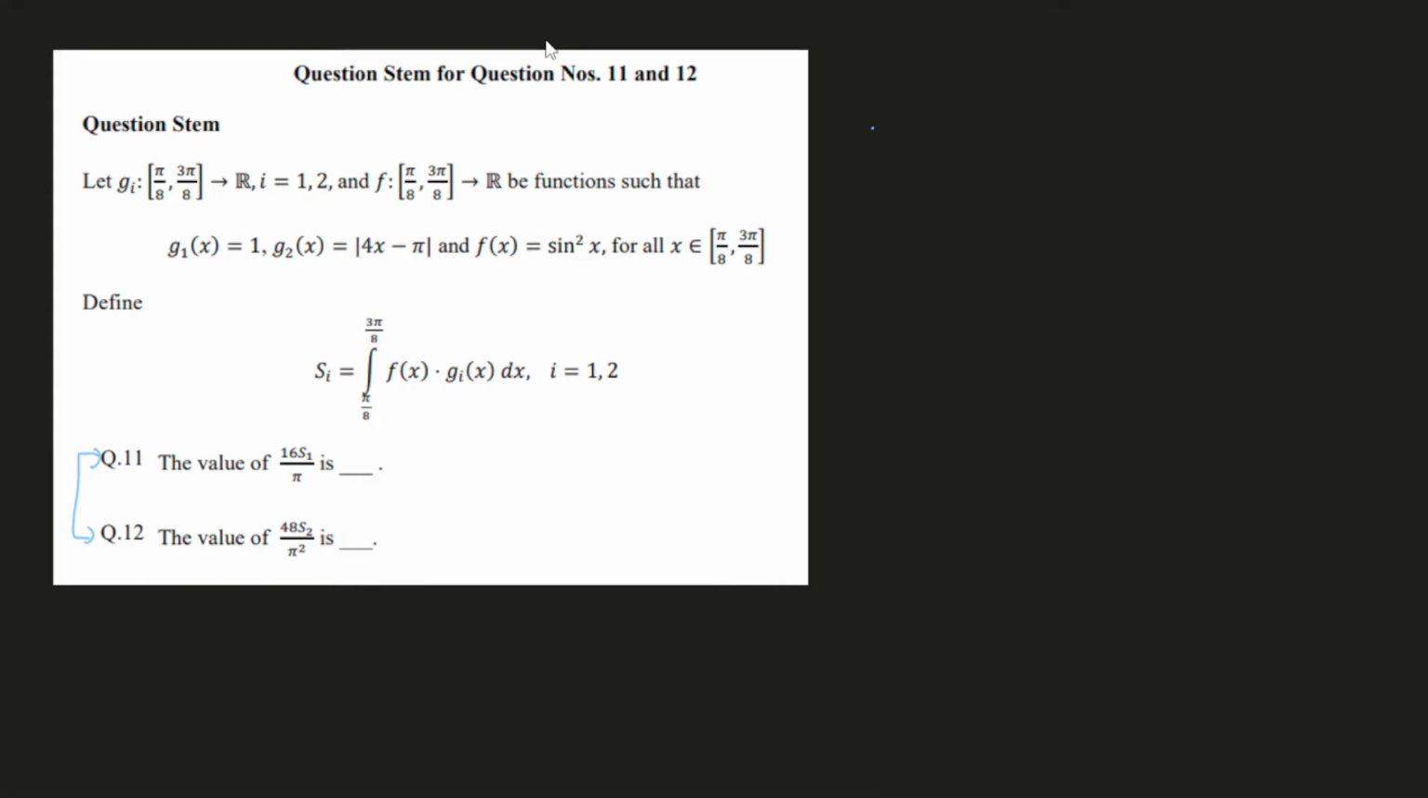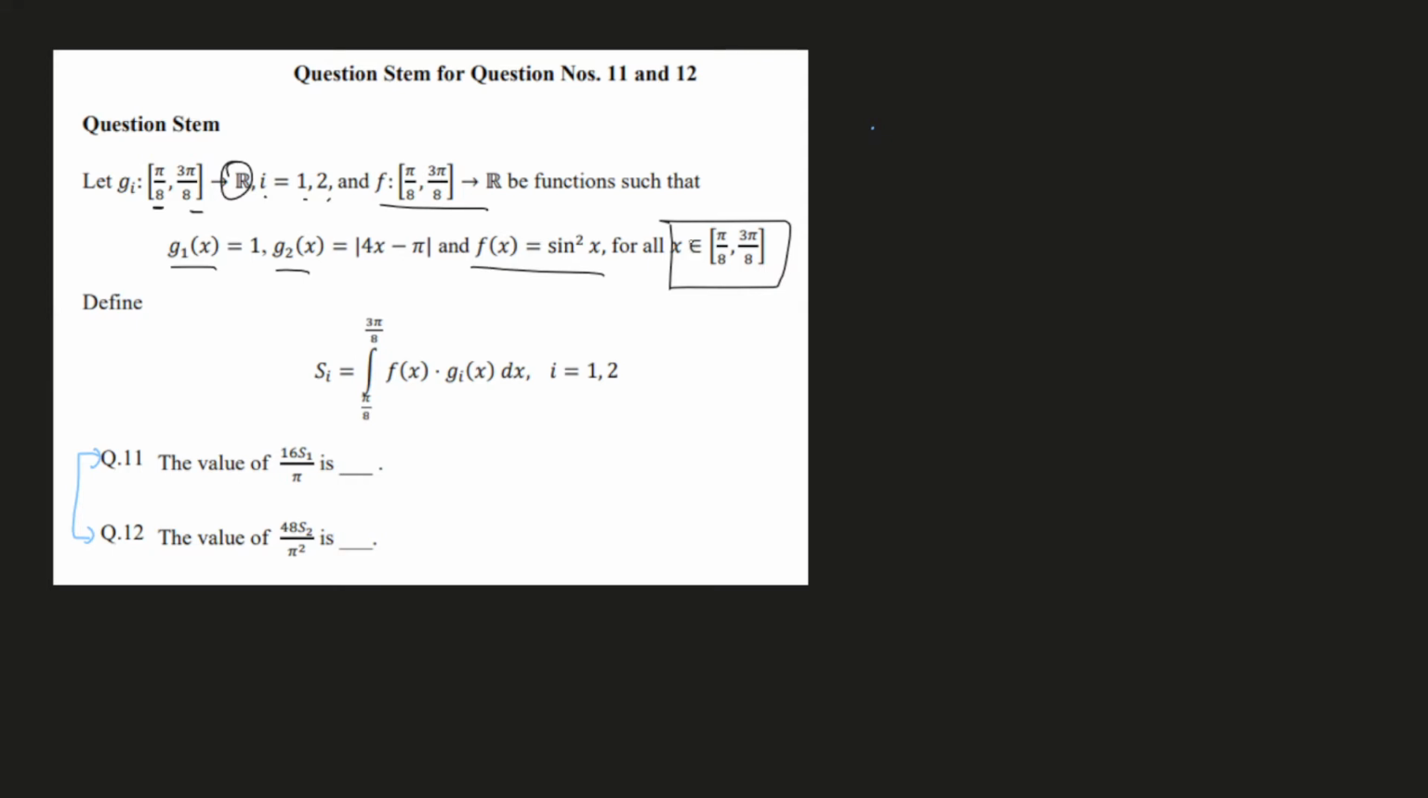g sub i is a function from pi over 8 to 3 pi over 8 to the reals, and i can be equal to 1 or 2. The definitions are given below, and f has the same domain and codomain. g1 is equal to 1, and g2 is equal to the mod of 4x minus pi, and f of x is equal to sine squared x. Again, the domain of f of x is also pi over 8 to 3 pi over 8.